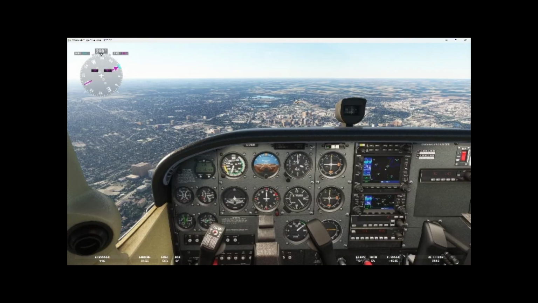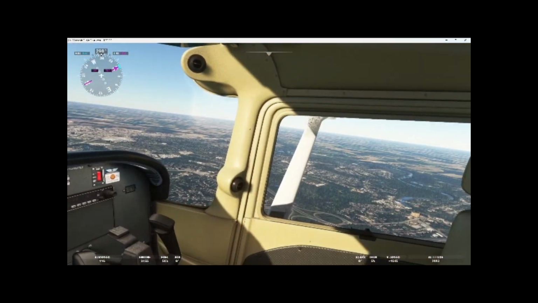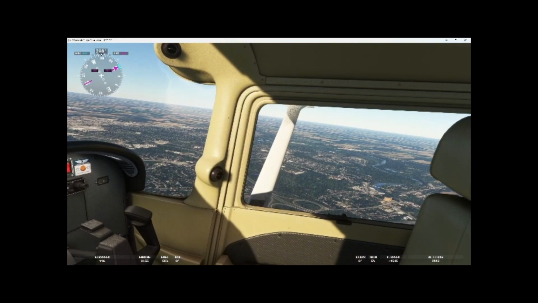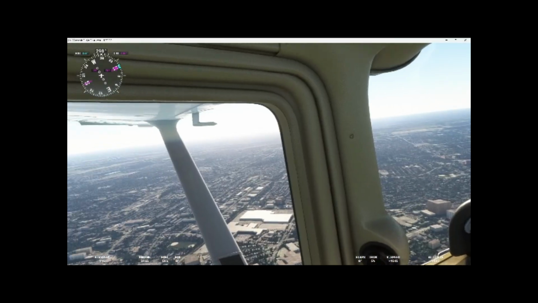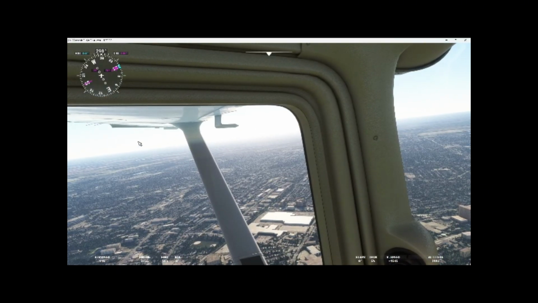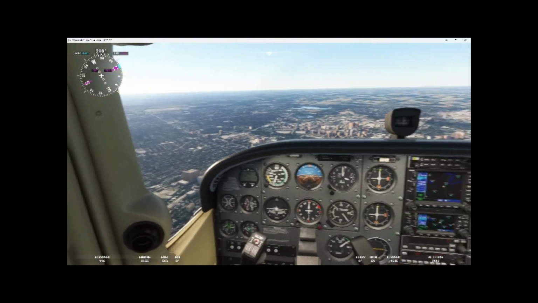Other things to note: if we look out our right window, we'll see our wing is pointed down and on an angle with the horizon, and our left wing is pointed down on an angle with the horizon, and it's the same angle on both sides.